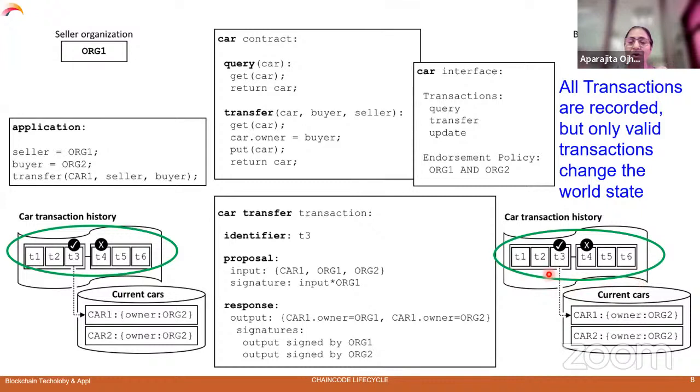You can see here that all these transactions are recorded in the ledger, and the corresponding world state is also changed, right? The seller was org1, the buyer was org2. Because org2 has become the new owner, you can see that now the owner becomes org2, right? What I intend to tell you here is that all transactions are recorded, but only valid transactions change the world state. So all transactions are recorded, right?